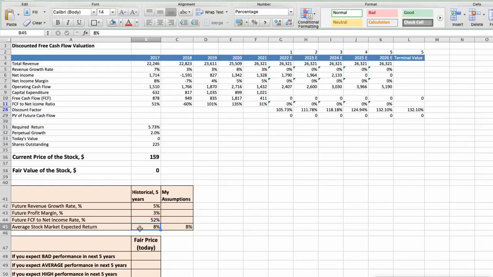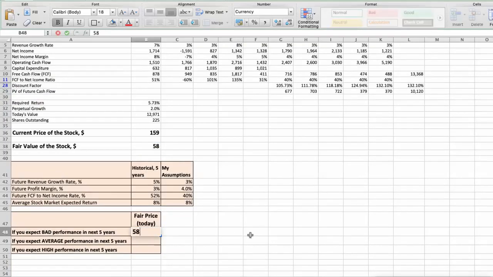First scenario. Dollar Tree will have bad performance in next 5 years, and we will use the following parameters in our calculation. Future revenue growth rate would be a low, 3%. Future profit margin would be a low, 4%. Future free cash flow to net income rate would be a low, 40%. In this case, the fair value of the stock today would be $58.